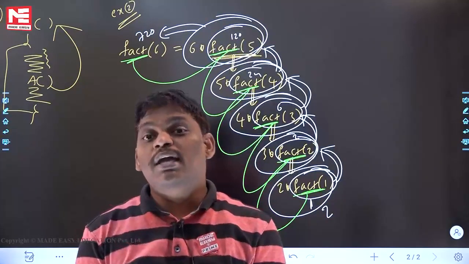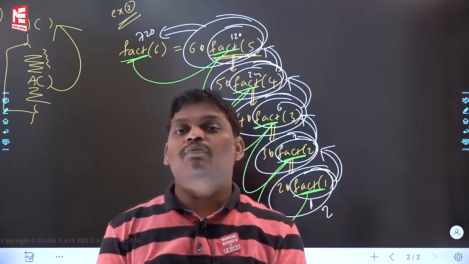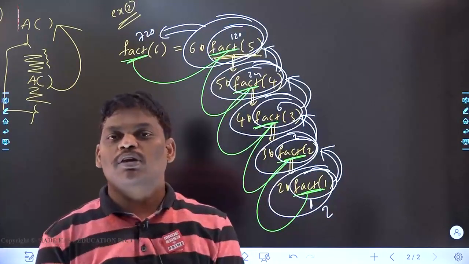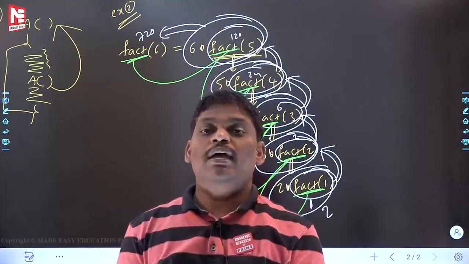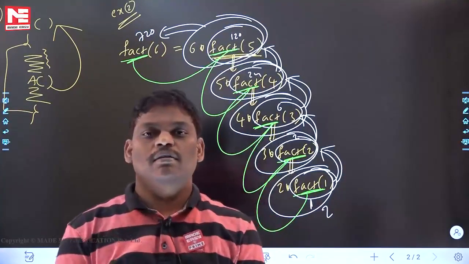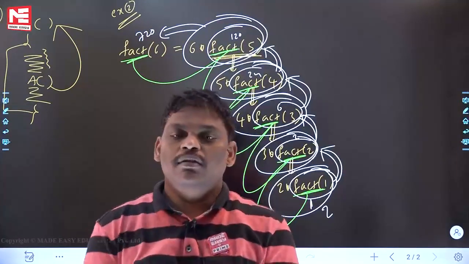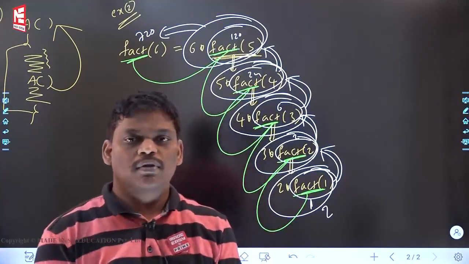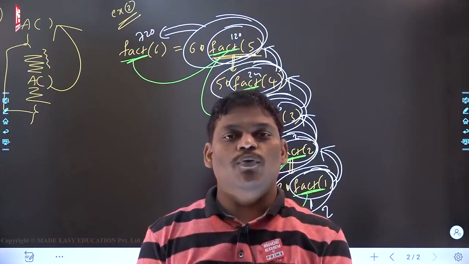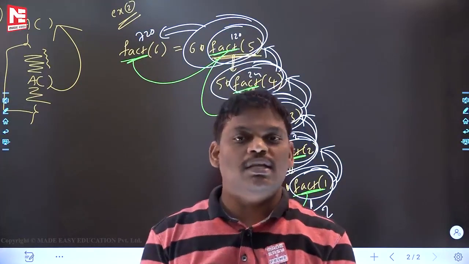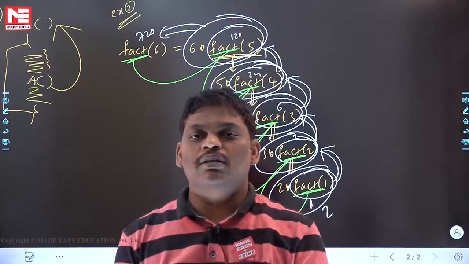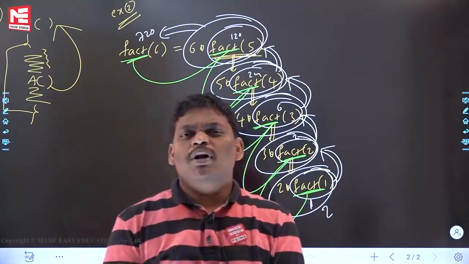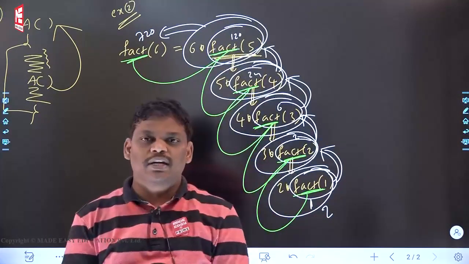Some people are asking, sir, why are they waiting? 6 to complete requires 5. 5 to complete requires 4. So all are waiting. Where will they wait? They will wait in the stack. If you want queue behavior, wait in the queue. If you want stack behavior, wait in the stack. If you want array behavior, store in the array. Depending upon what kind of behavior you want, you take that kind of data structure.